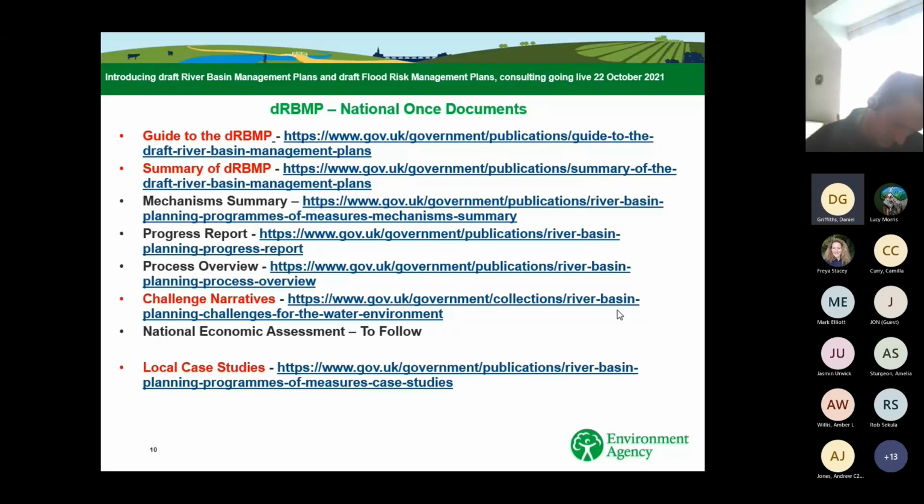The challenge narratives were produced as part of the Challenges and Choices consultations. So they're the major environmental issues and also means to overcome them, and they have been updated to some extent since that consultation. And then the local case studies at the bottom. It's a less formal part of the document, but it's trying to give a bit more of a real life feel to the River Basin Management Plan. There's a couple of case studies from each area of the EA, and we've covered a case study from the previous cycle that's been delivered, and also a project that's proposed for the next cycle of the River Basin Management Plan.